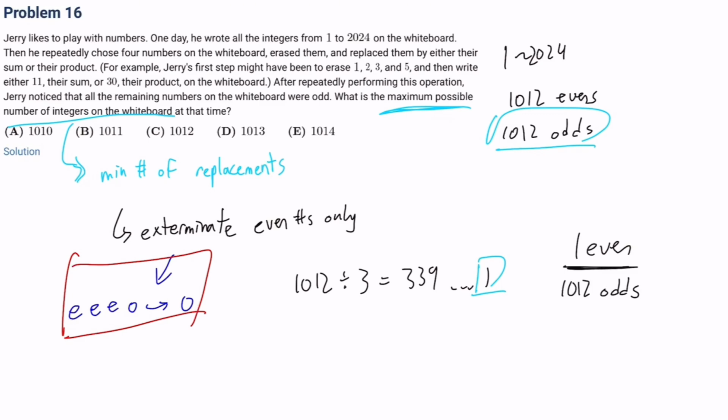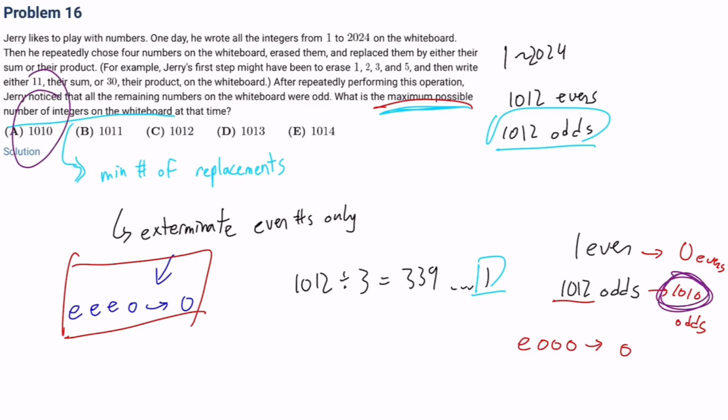And we need to get rid of that even. So we do one last operation, even, odd, odd, odd into an odd. And so that will make 1012 odds into 1010 odds, and then this into 0 evens. 1010 odds. Okay, so what's the maximum possible number of integers? That is 1010. It's A.